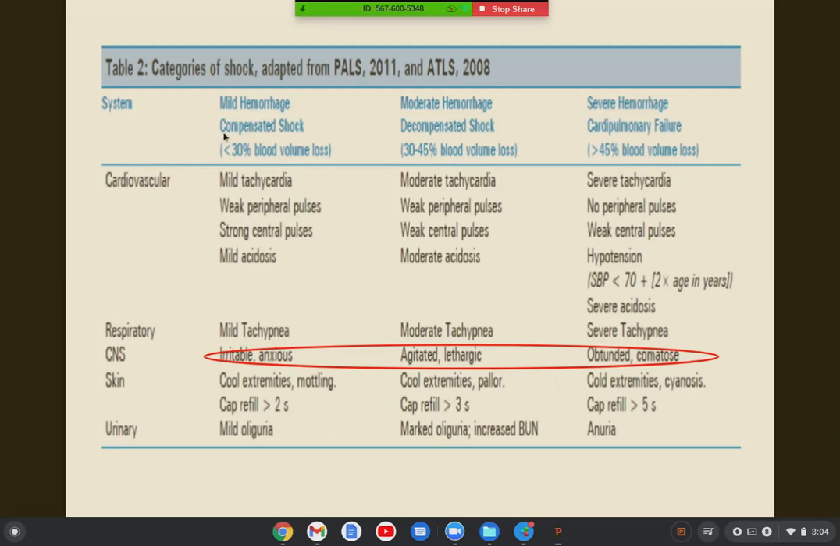Since then, these factors have been reinforced to all the clinicians who are taking care of pediatric trauma and associated trauma patients. When there is mild hemorrhage and compensated shock with less than 30% blood volume loss, the child presents with mild tachycardia, weak peripheral pulses, strong central pulses, and mild acidosis. There is mild tachypnea, cool extremities and mottling, and capillary refill is more than 2 seconds. In this slide, we can see that moderate and severe hemorrhage are categorized by the amount of blood volume loss. 30 to 45% blood volume loss is associated with moderate decompensated or hypotensive shock. And more than 45% loss will lead to severe hemorrhagic shock and cardiovascular failure very easily.